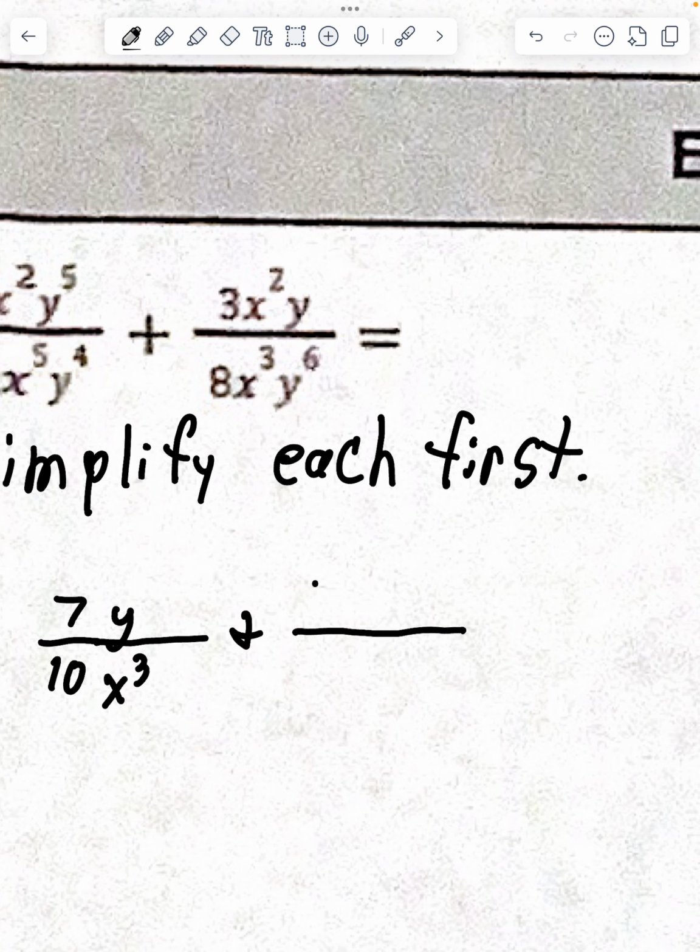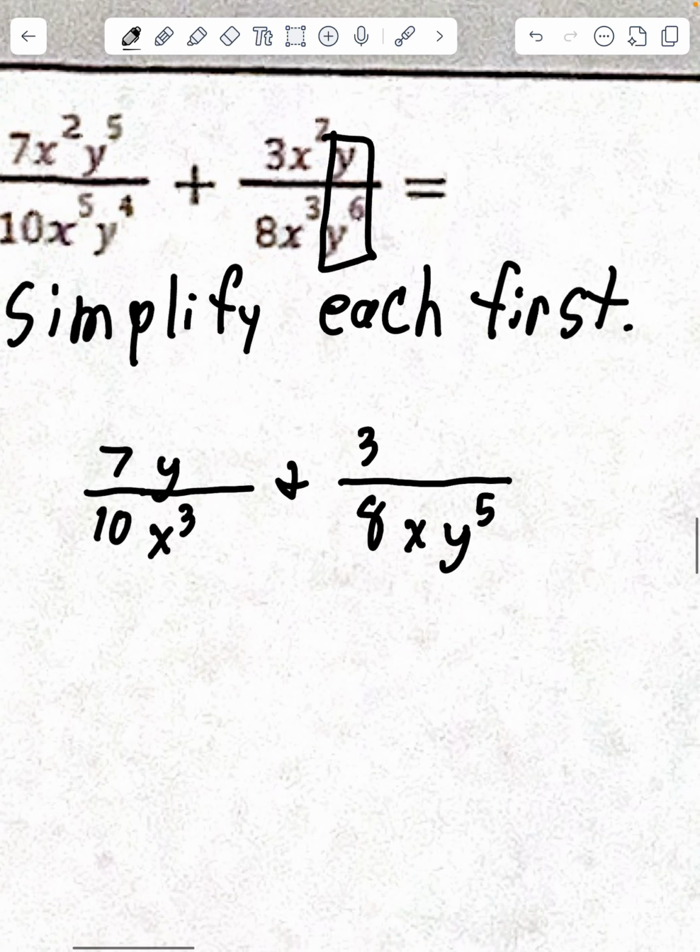Then if I plus here, we can simplify the next one. So 3 and 8, they do not reduce. My x squared and my x cubed, I have an x in my denominator. And then my y and my y to the 6th power, I would have 5 more y's, or y to the 5th power, in my denominator.